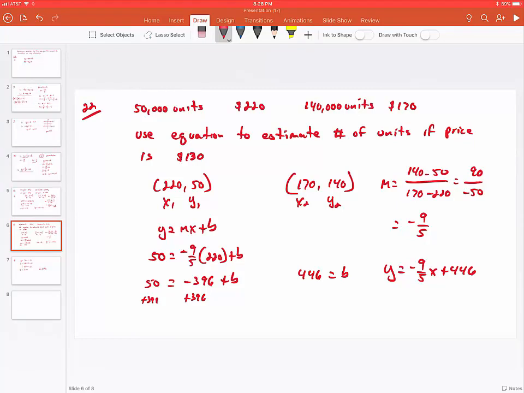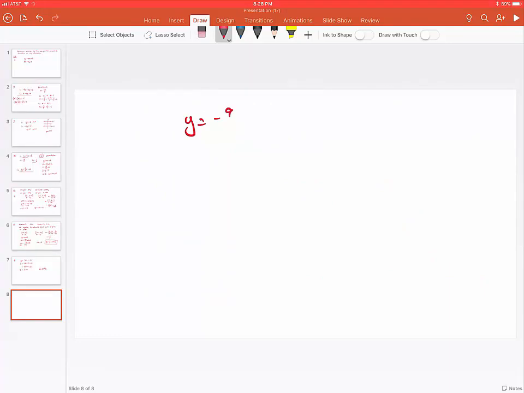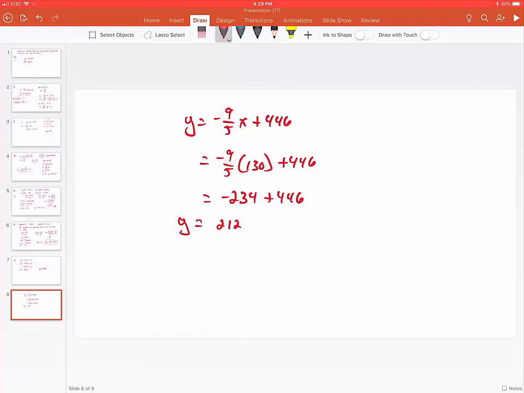And so part B is asking us, I'm going to go ahead and copy this and go to the next slide. So I have y is equal to negative 9 over 5x plus 446, and it's asking us if the selling price is 130, estimate the number of units. And so we're going to get negative 9 over 5 times 130 plus 446. So we know that it's going to be negative 1.8 times 130. So we get negative 234 plus 446. And so we get that y is equal to 212. So that means that if the price drops to $130 per unit, they're going to sell 212,000 units. And that is the end of this short video.